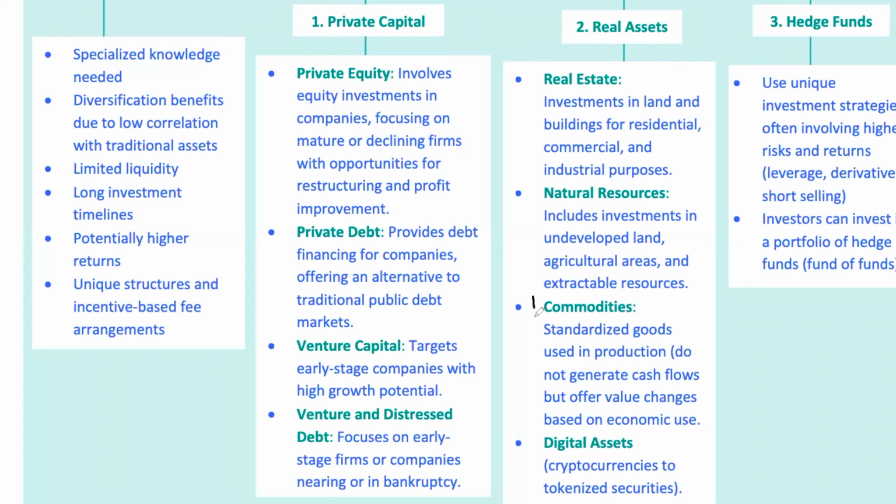And don't forget commodities. These are raw materials like oil, wheat, or copper. They don't pay you income, but their prices can move based on global supply and demand. They also serve as inflation hedges and tend to zig when equities zag. Commodities are standardized goods used in the production of other goods. Think of wheat, copper, oil, and even gold.